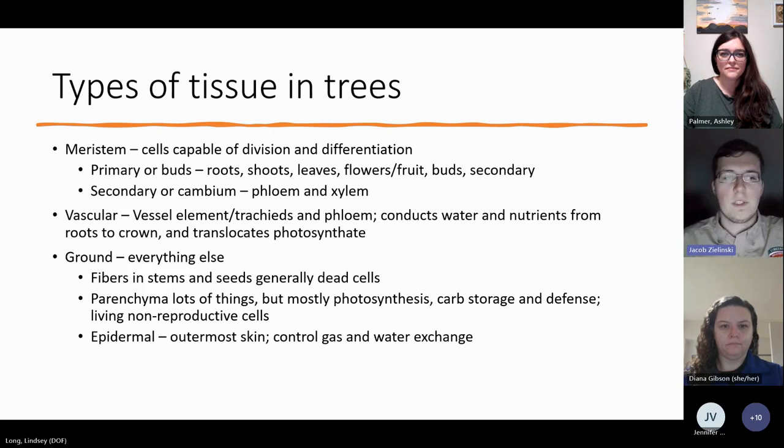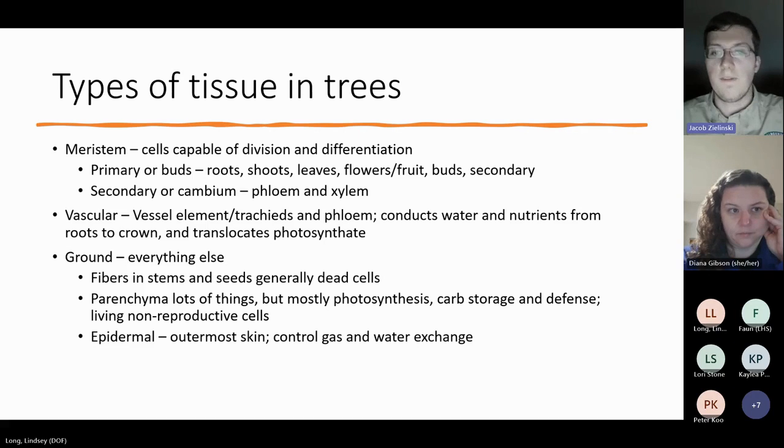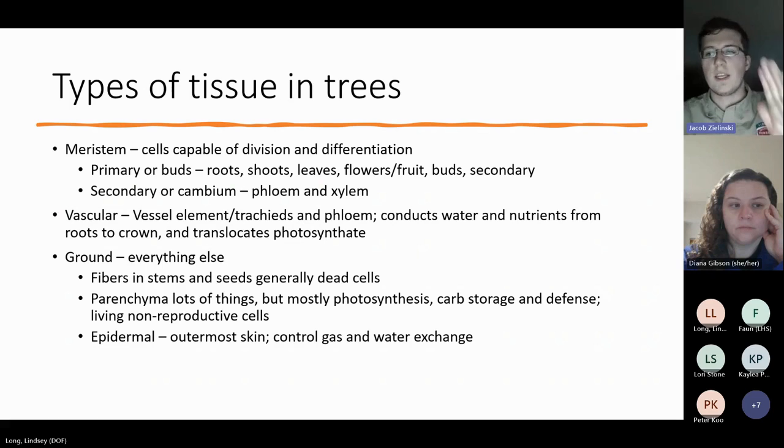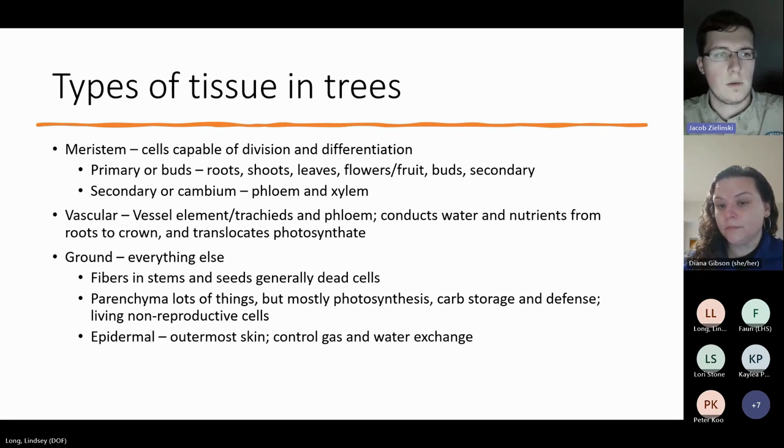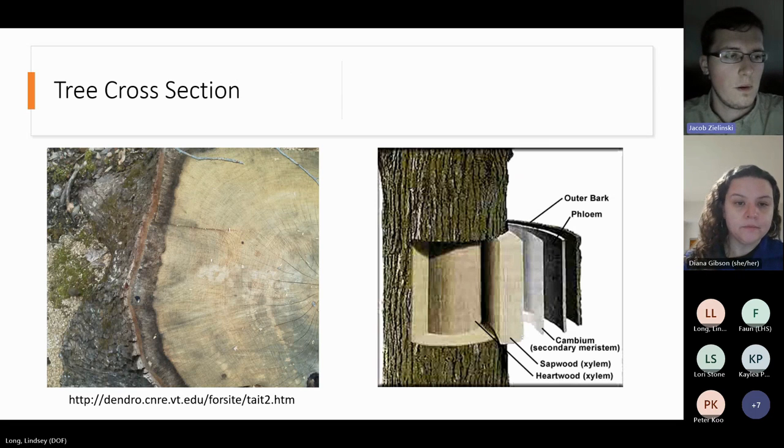So fibers in the stems are generally dead cells. A lot of these parenchyma hold defense chemicals, and then there's that outermost skin. As it describes there, everything else is ground, while the vascular tissue is the stuff that's really conducting the nutrients.